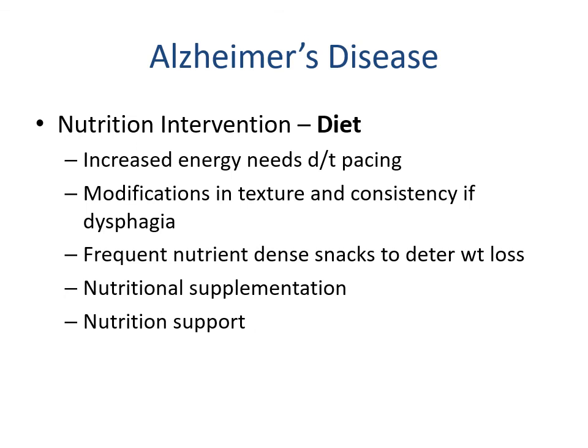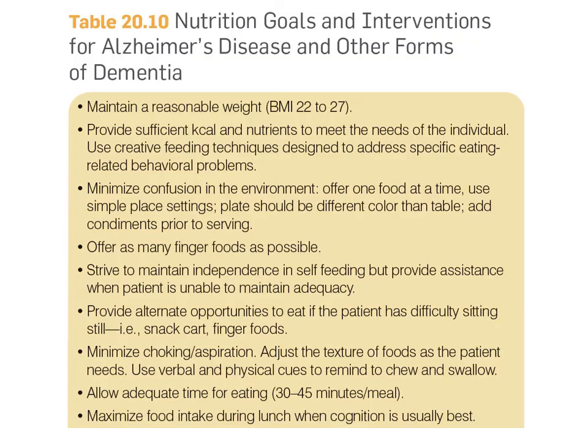And so diet, again, increased energy expenditure from pacing, modifications in texture and consistency if it's progressing into dysphagia, and then frequent nutrient-dense snacks to deter weight loss with nutritional supplementation and support as necessary. So we can use our standard Ensure, right, our PO supplements, and then nutrition support if appropriate or desired. So here we have a nice little table, so nutrition goals and interventions for Alzheimer's disease and other forms of dementia. So again, maintaining intake, snacks, making it an enjoyable experience. It's not too stressful, so easier things to eat, etc.